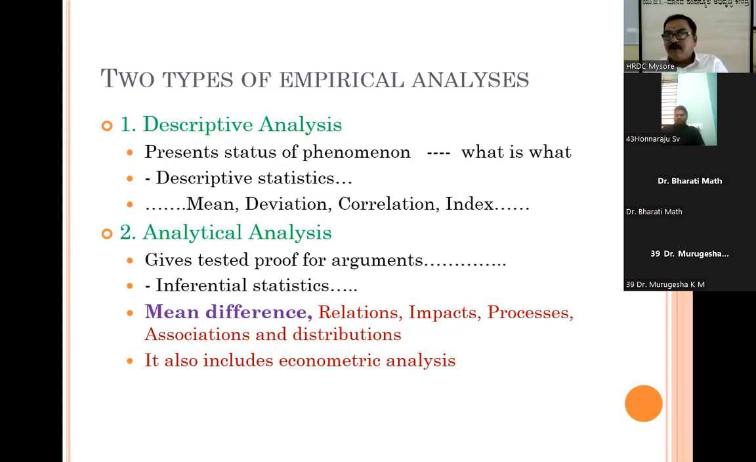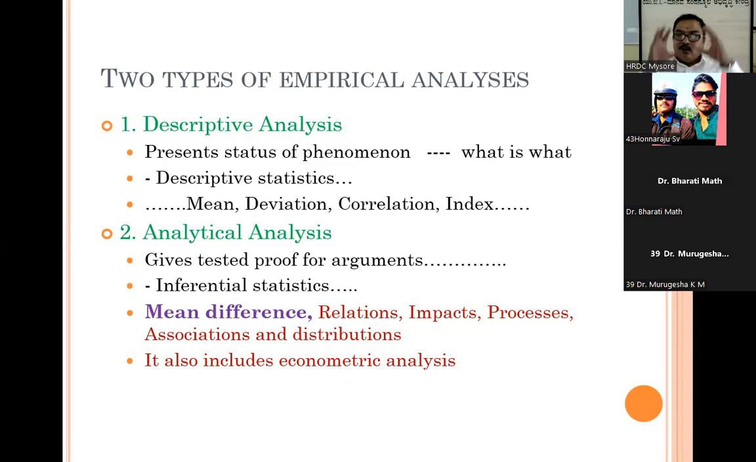If you are following descriptive methodology, you have to go with the descriptive analysis using mean, deviation, correlation, index. If you are following analytical method, then you have to go with inferential statistics and econometrics. In the analytical analysis, you are writing a kind of argumentative article, meaning you are going to prove something. When you are going to prove something, you have to provide sufficient proof, and these proofs should be tested proofs. Then you go with testing of hypothesis.